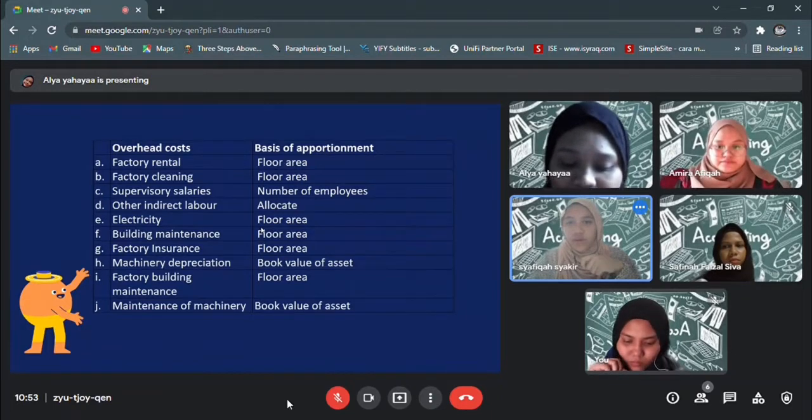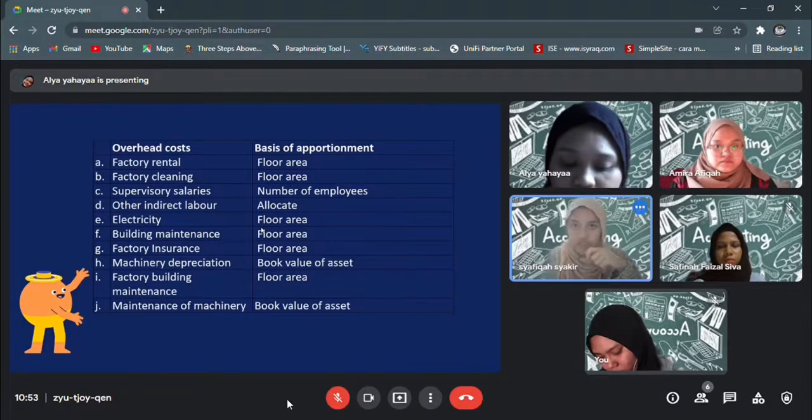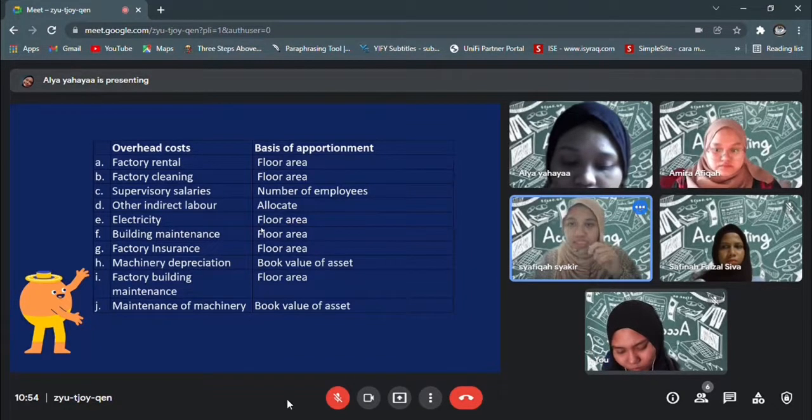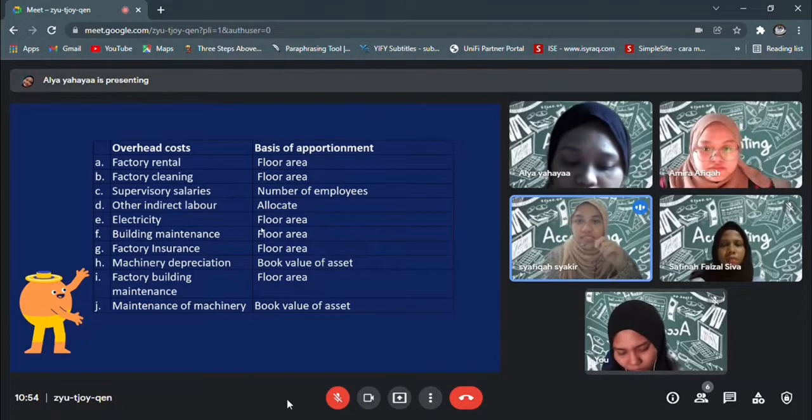So, for the introduction, basis of apportionment is when an overhead cannot be directly identified with a particular department or cost center, it needs to be apportioned and it requires each overhead cost to be distributed to all centers using appropriate basis of apportionment. For A, factory rental, the basis is floor area. It is because this basis is adopted for the apportionment of rental expenses. Same goes to B. Overhead cost is factory cleaning and their basis is floor area, where it includes building area.